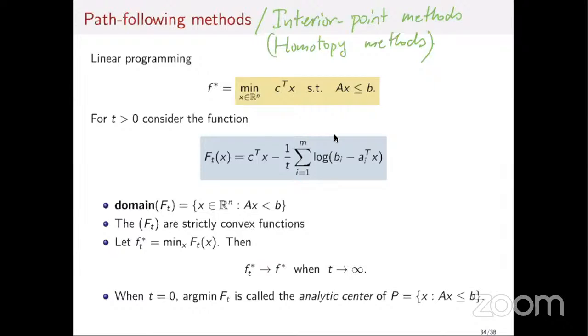One may argue, how can I do this, because I know that the solution will actually lie on the boundary? This is exactly where the path following idea comes in: we will parameterize the barrier function that we put. This function blows up to infinity at the boundary, and we're going to parameterize it in a certain way so that it becomes very, very flat as this parameter t goes to infinity.